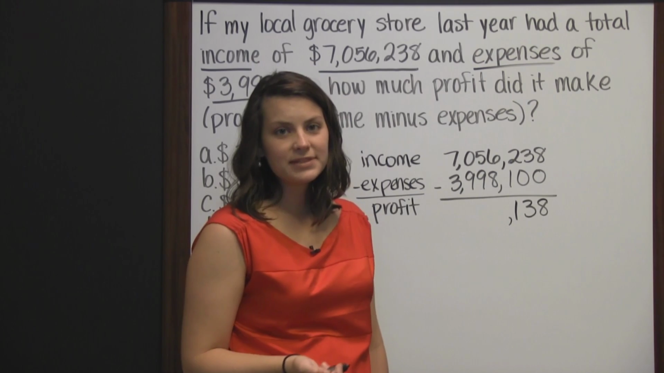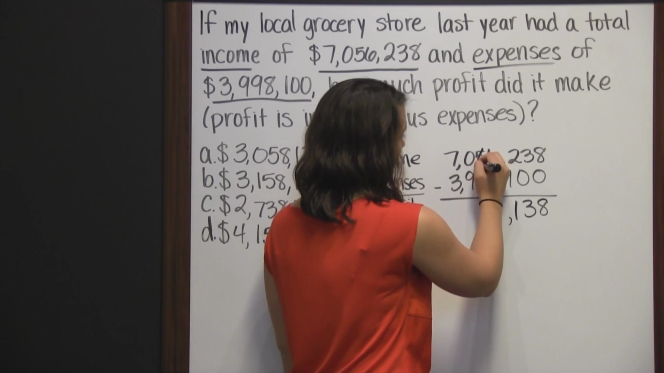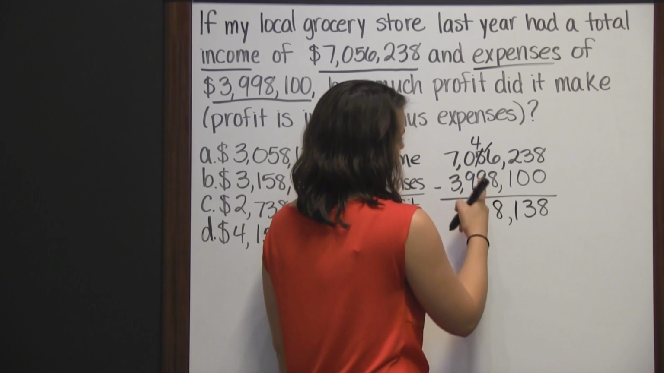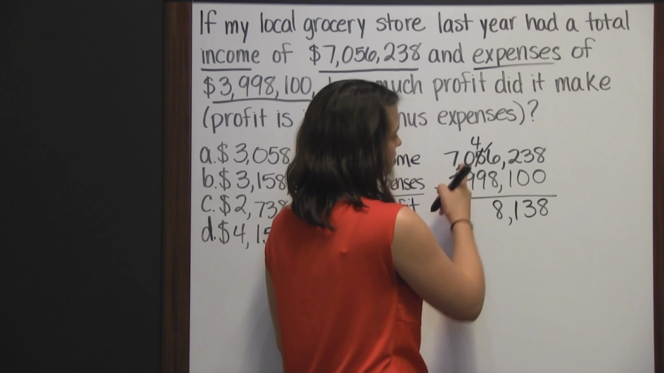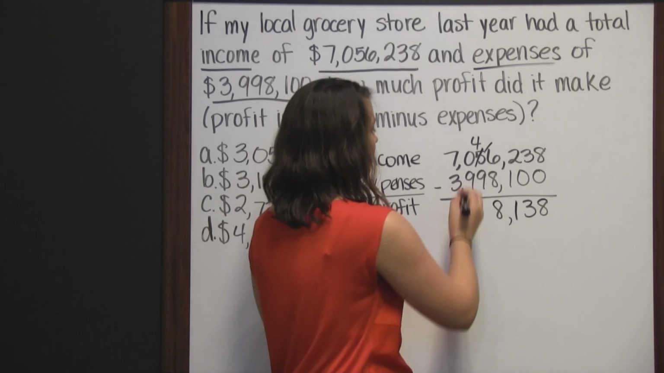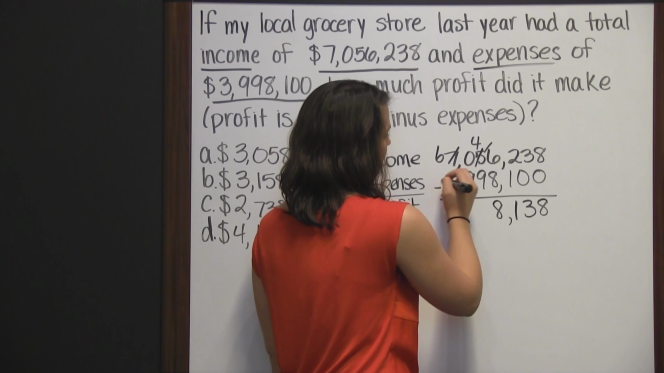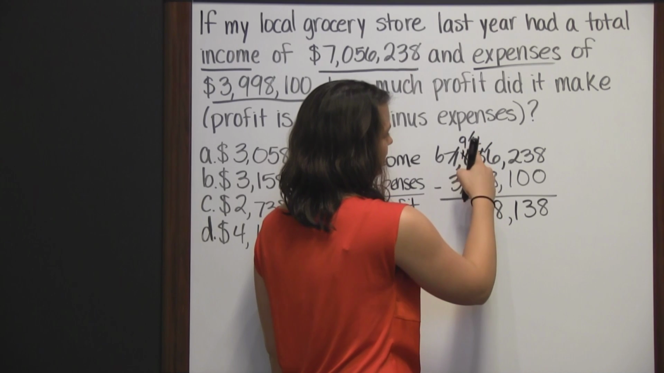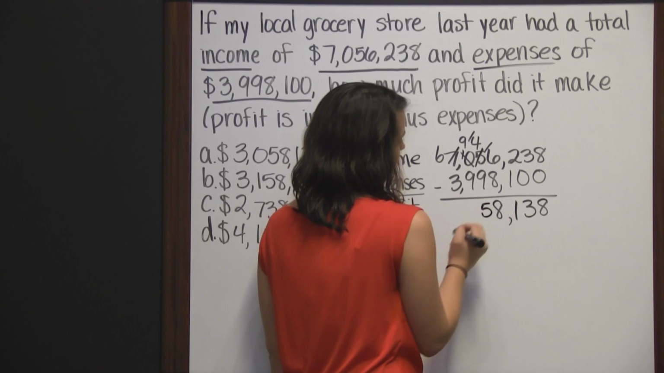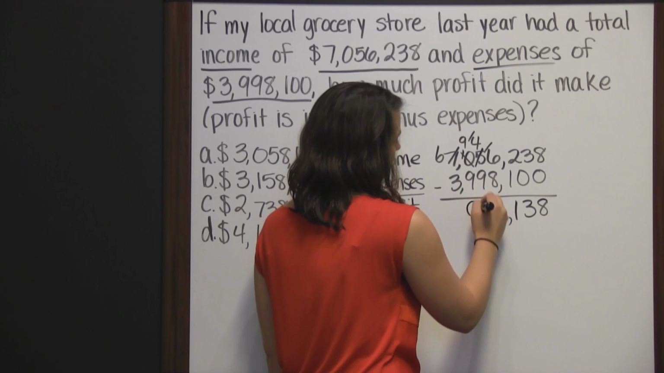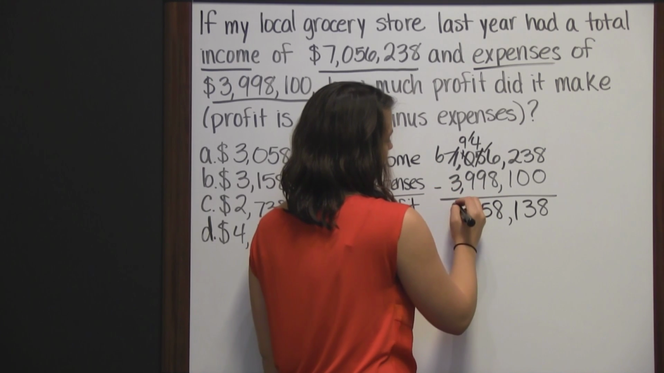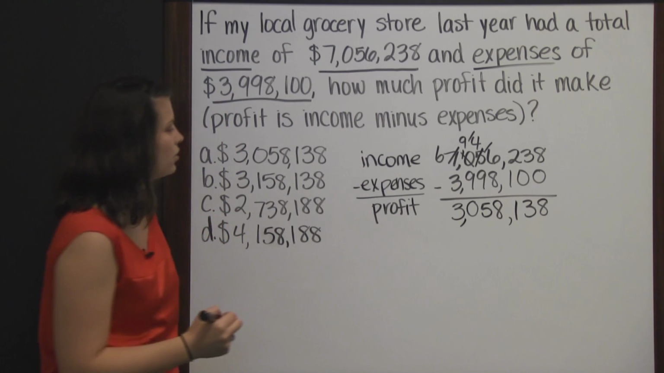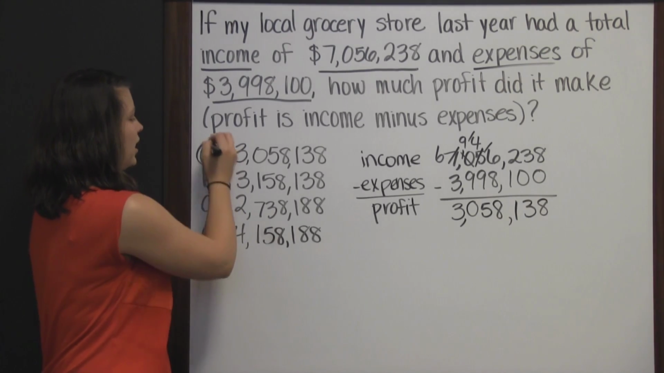And I can't take 8 from 6, so I'm going to need to borrow from the 5. It becomes a 4. So 16 minus 8 is 8. And I can't take 9 from 4. But I also can't borrow from the 0. It can't get any lower. So I'm going to borrow from the 7. It becomes a 6. And this is a 10. But I borrow from it. It becomes a 9. So I have 14 minus 9, which is 5. 9 minus 9 is 0. And 6 minus 3 is 3. So $3,058,138, which would be answer A.